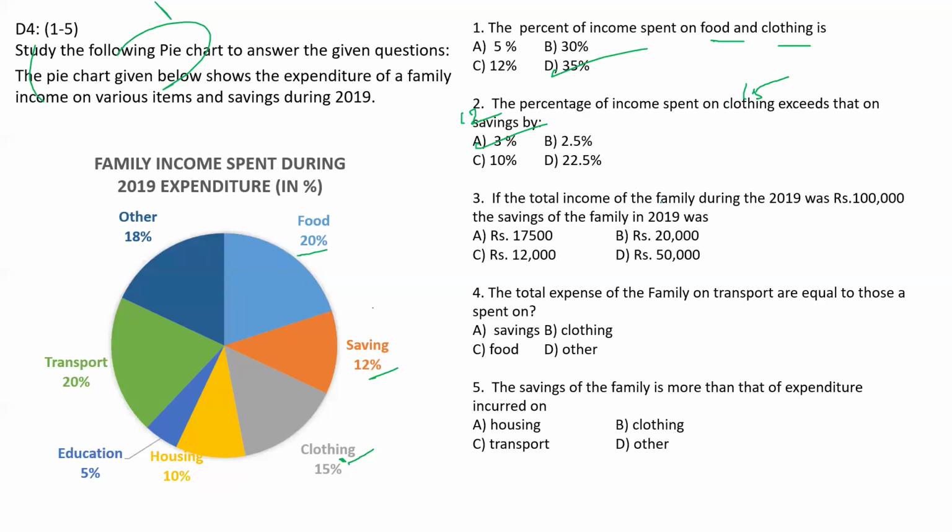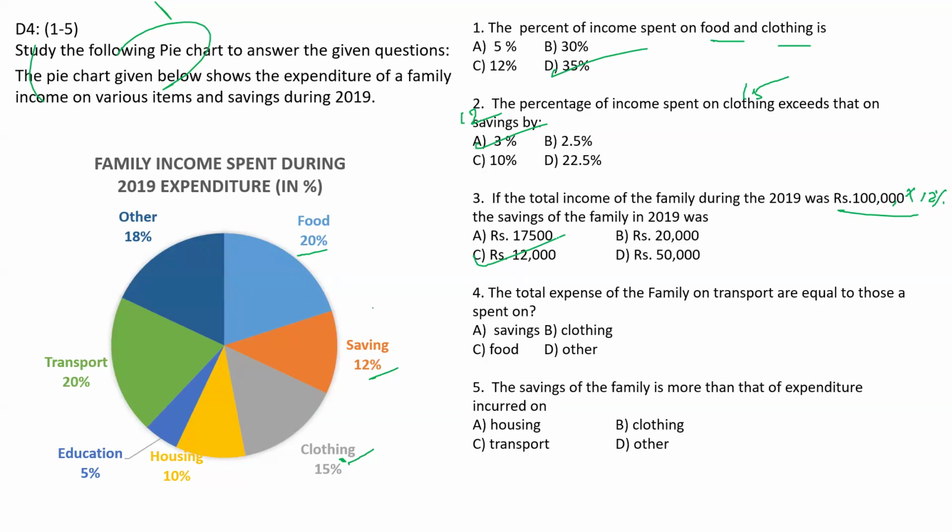If the total income of the family during 2019 was 1 lakh, the savings of the family is what? Savings is 12%. So 1 lakh into 12%. 10% is 10,000. Again, 2% is what? 2,000. 1,000 is 1%, another 1,000 is 1%. So 12,000 is your answer.